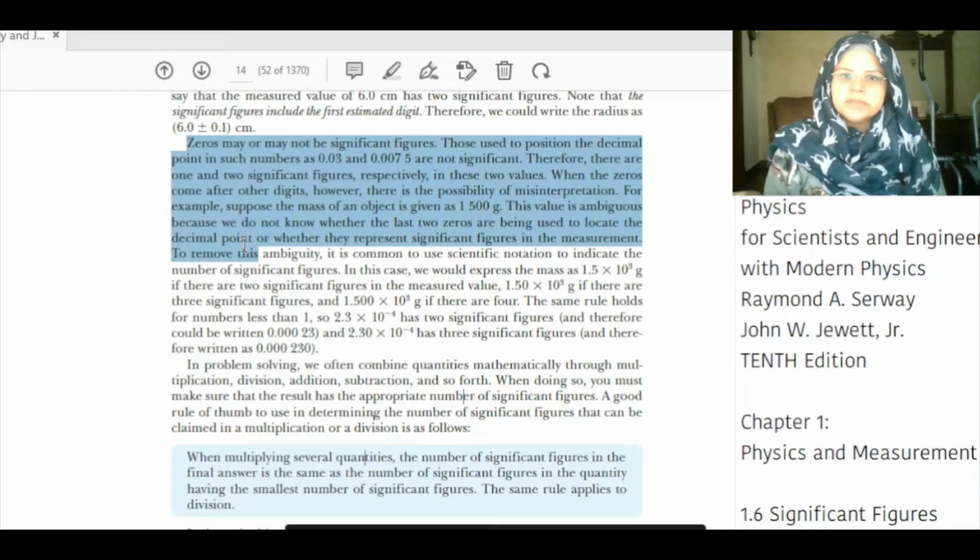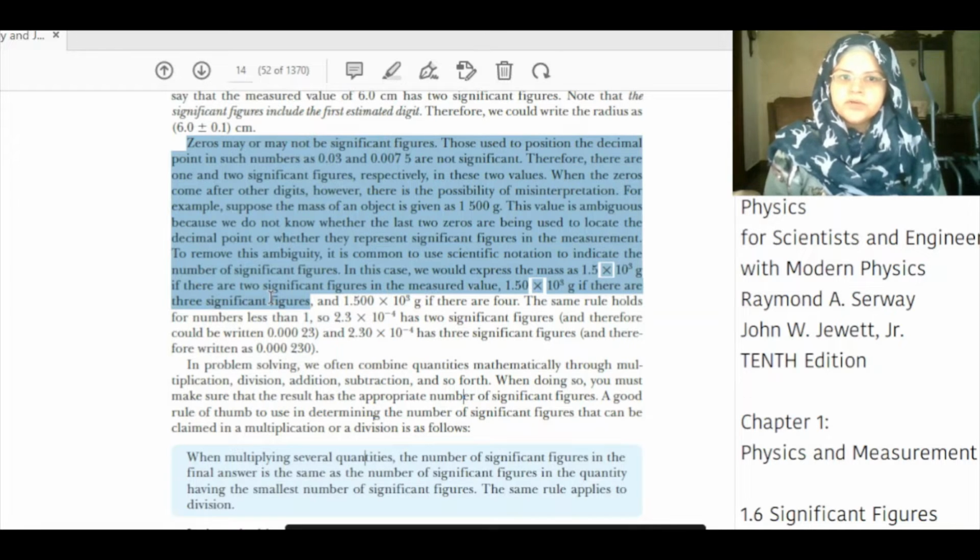To remove this ambiguity, it is common to use scientific notation to indicate the number of significant figures. In this case, we would express the mass as 1.5 × 10^3 gram if there are two significant figures in the measured value, 1.50 × 10^3 gram if there are three significant figures, and 1.500 × 10^3 gram if there are four.